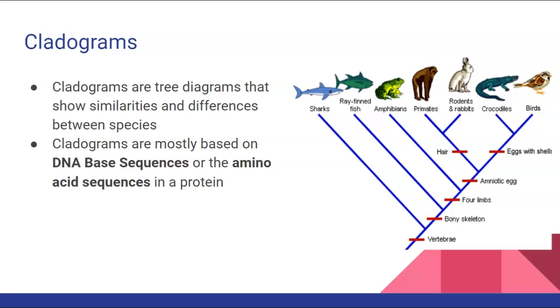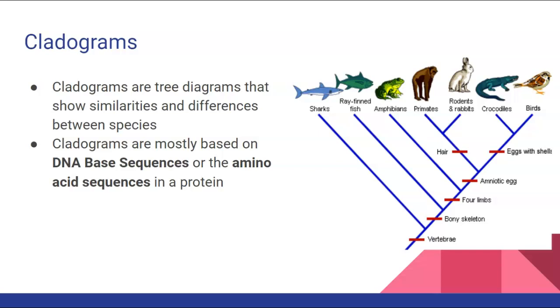That's what a cladogram does. That's what it provides for us. They are mostly based on DNA-based sequences, right? That's the most accurate way to determine what species is what species, right? What the differences between species are is based on their DNA.